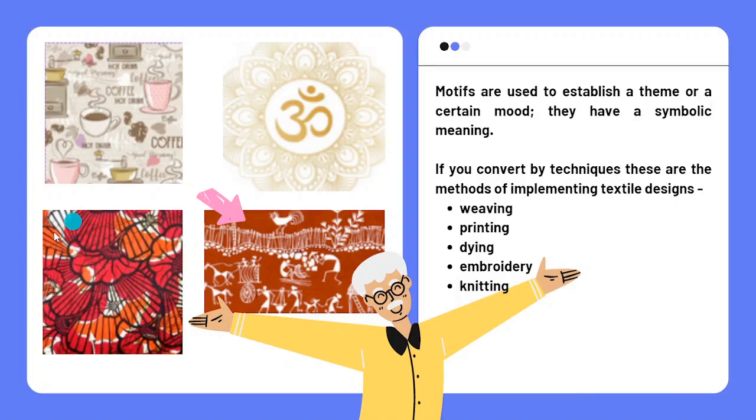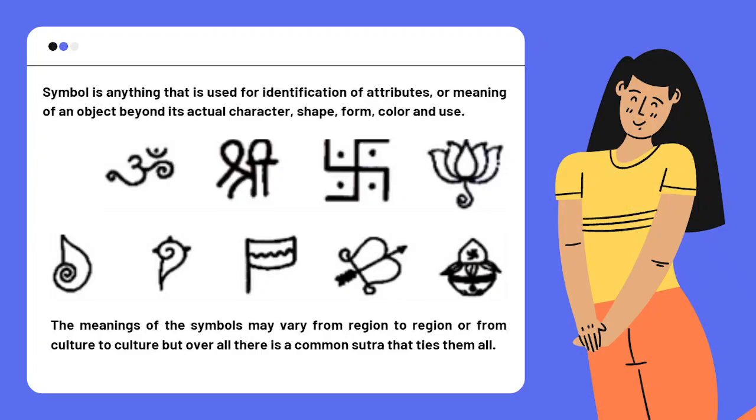These kinds of motifs you might have commonly seen in pure silk sarees or tassar silk sarees in the form of print design or embroidery design. You could use some symbols which have a deep meaning as a motif. The meanings of symbols may vary from region to region or from culture to culture, but overall there is a common sutra that ties them all. Here you can see a swastika symbol, which is a very auspicious symbol in India, whereas it has a totally opposite meaning to Germans or the Nazis.